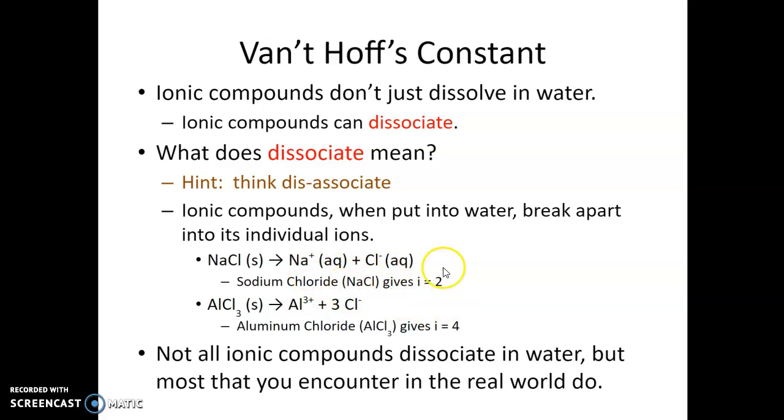And then all you've got to do is add up how many things broke apart. So we have 1, 2, giving you 2. For AlCl3, aluminum chloride, you have aluminum 3+ and 3 Cl-, so 1 plus 3, 4. Now, not all ionic compounds will dissociate in water. We're not going to say that as a blanket statement, but most everything that is an ionic compound that you would encounter in the real world will dissociate in water. So it's better to just assume that it will and then roll back as you meet the individual exceptions to the rule.